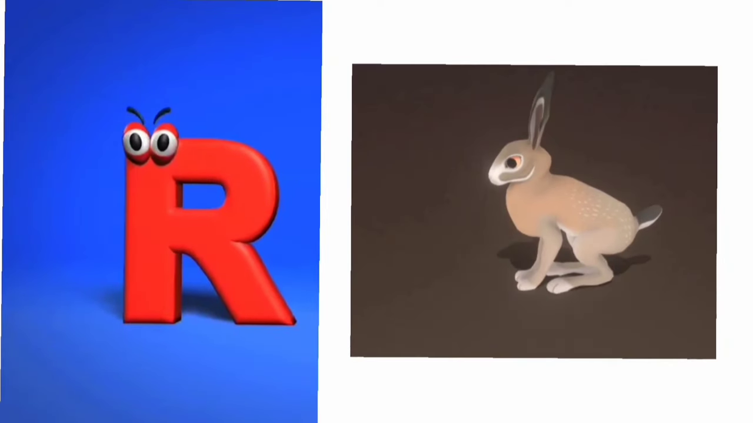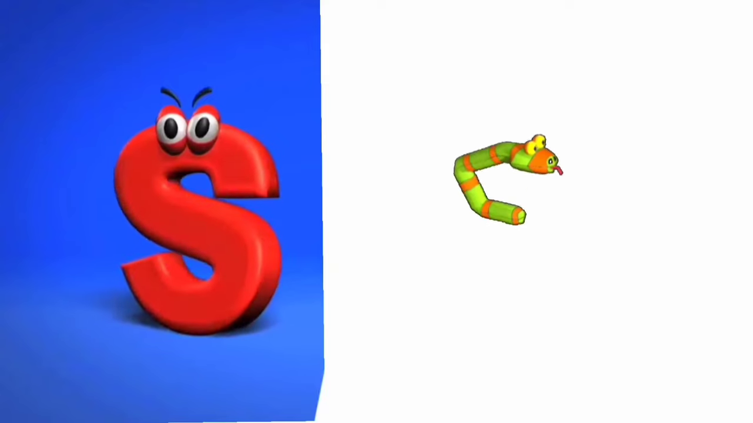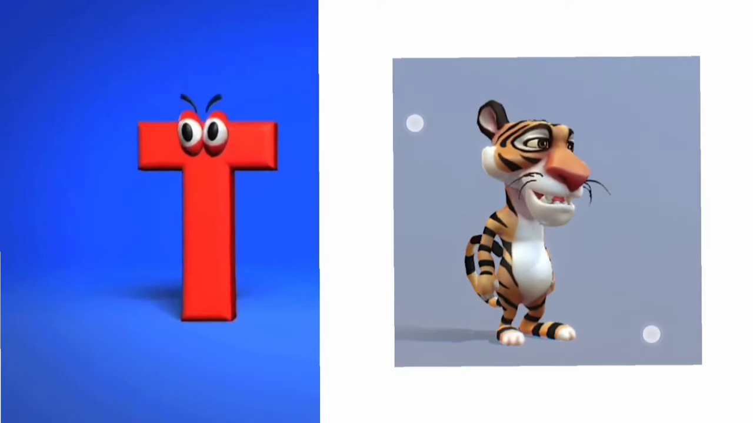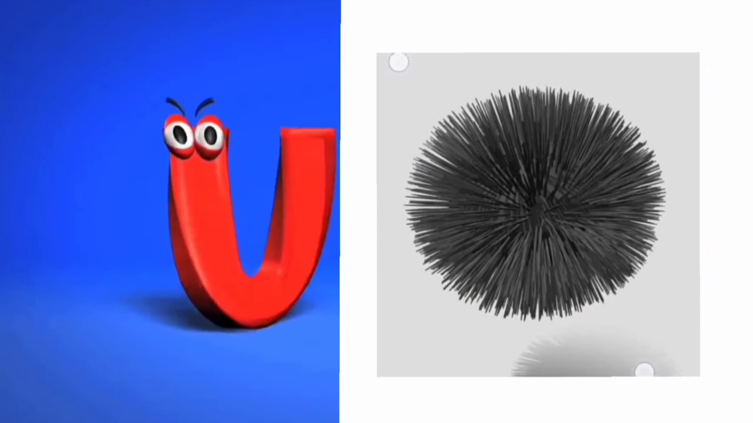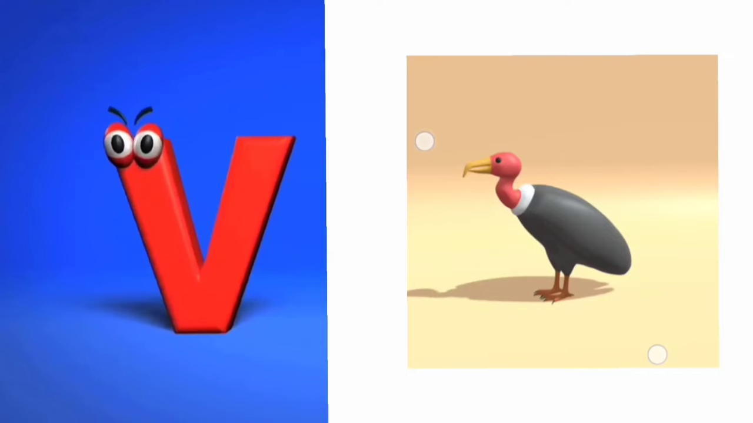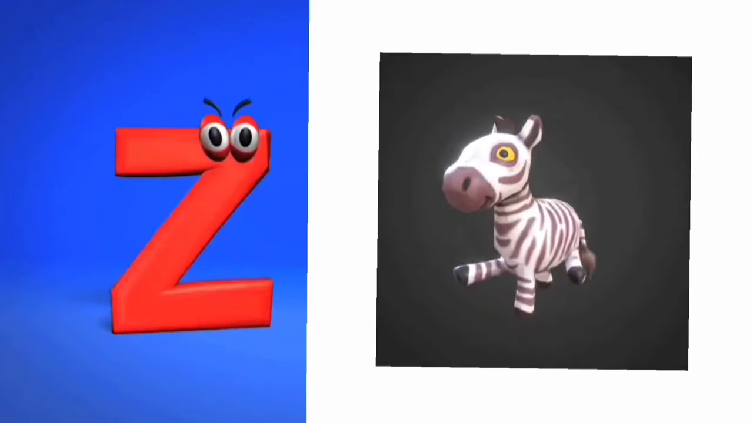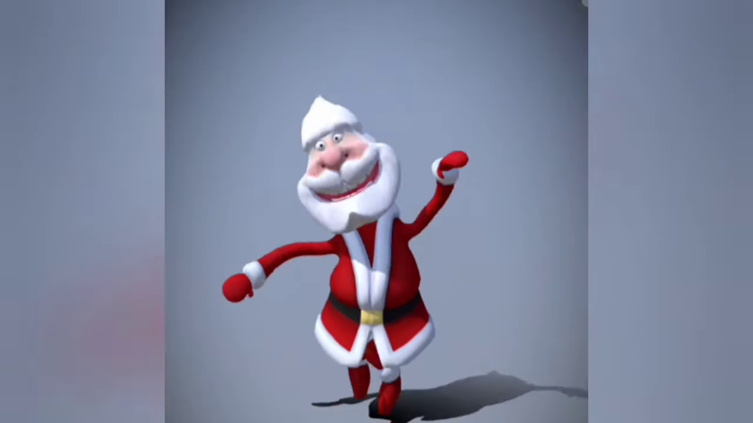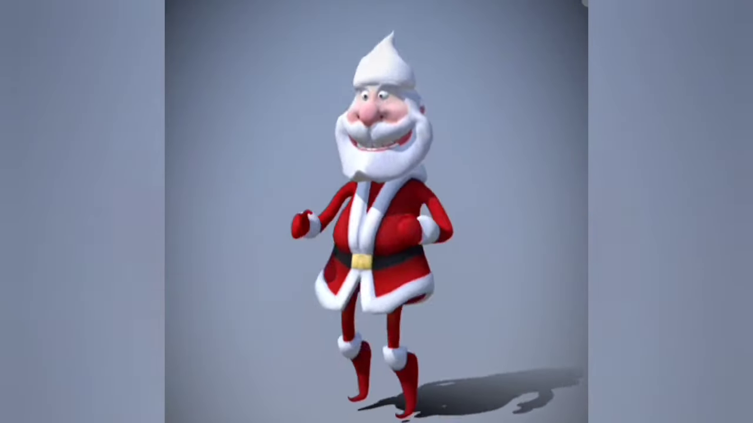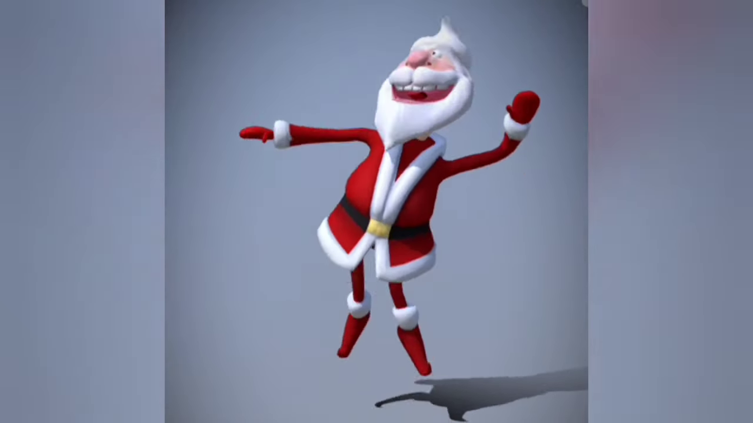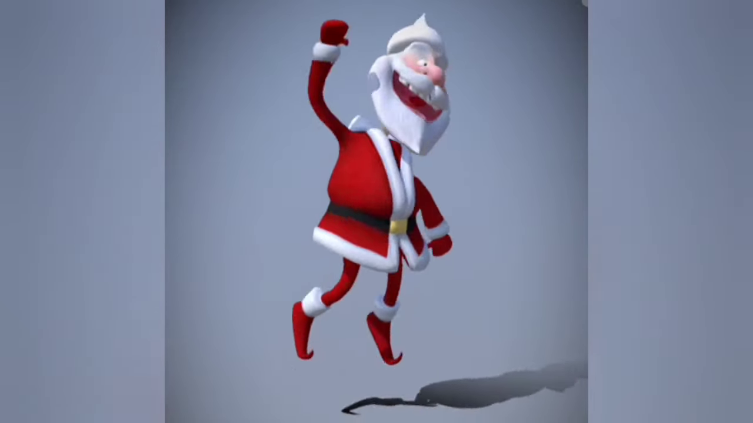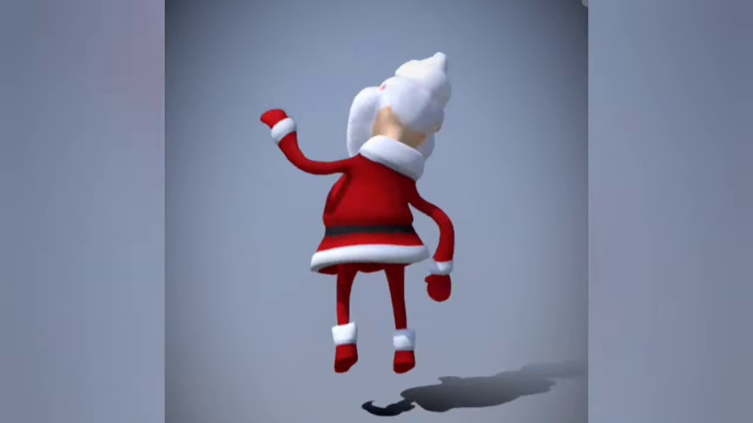R, rabbit. S, snake. T, tiger. U, urchin. V, vulture. W, walrus. X, x-ray fish. Y, yak. Z, zebra. This is the animal alphabet. Great job!